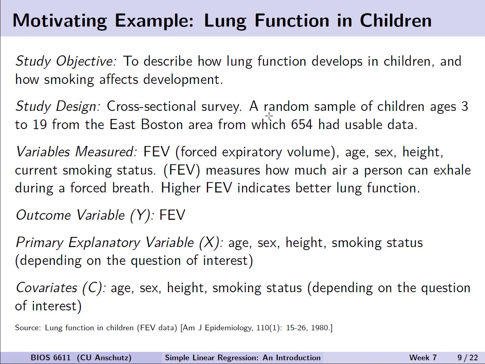Now, in the context of what we'll be exploring, we're going to see these definitions of these variables below. The outcome variable we will consider is primarily going to be that FEV measurement. Depending on our context, as we build from simple to multiple linear regression, we'll have the potential for multiple primary explanatory variables, which could be in our case age, sex, height, or smoking status, depending on the question of interest. And if we do include multiple variables, whichever one is not our primary explanatory variable will just be considered a covariate. Again, it will depend on the context of the problem at hand.